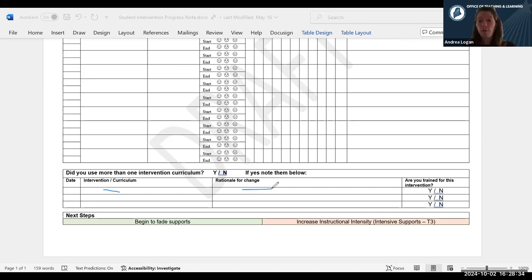You would give a quick rationale for the change, and then are you trained in that intervention? Just yes or no, so that we can have an idea of keeping track of and being able to provide support, remember that educator support system, for our interventionists that are working with these kids. And then over time, you would have to say, okay, well, let's say after so many weeks, maybe 2 or 3 weeks, the student has not had 3 consecutive days where they show that they're getting this. We need to figure out what we're going to do. Are we going to fade supports, or are we going to increase instructional intensity and move them towards more of a tier 3 model rather than the tier 2 model?